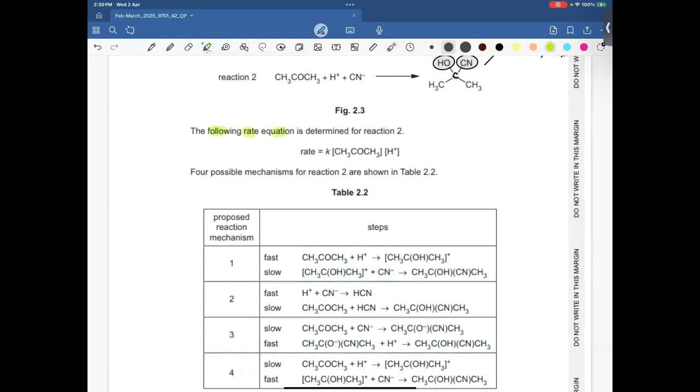The following rate equation is determined for reaction 2. Now, with respect to propanone, the order is first. With respect to hydrogen ion, the order is first. If propanone has no power, I'll take 1. Same here, I'll take 1 because there is no power, right? So if there is no power, we take it as first, which means the order of reaction with respect to propanone and hydrogen ion is first. Four possible mechanisms for reaction 2 are shown in table 2.2.